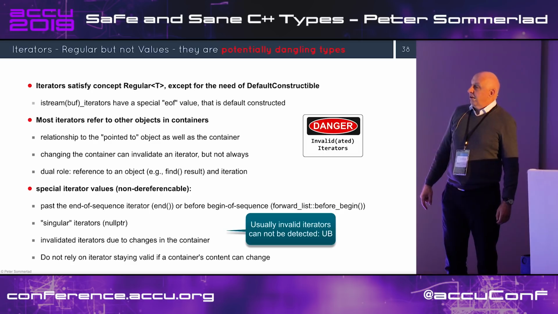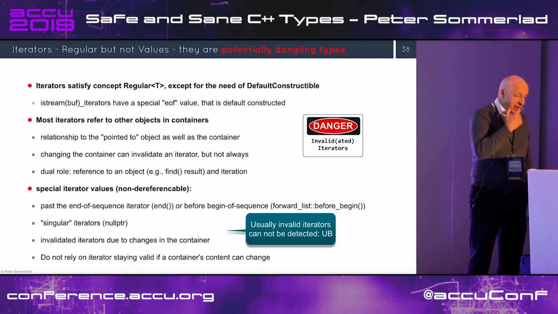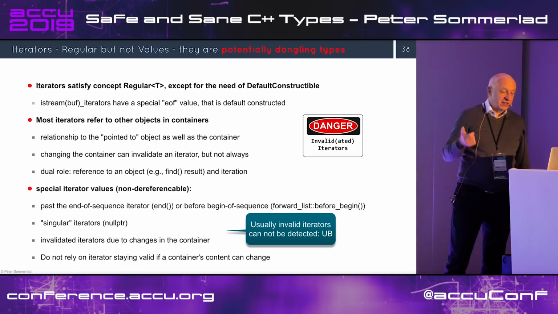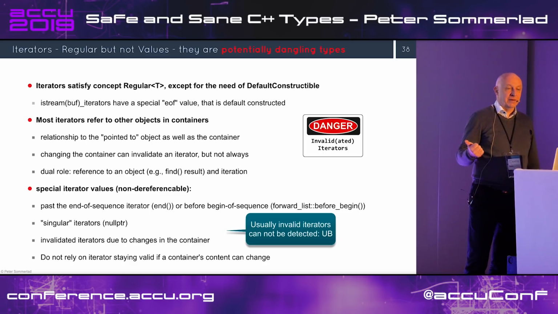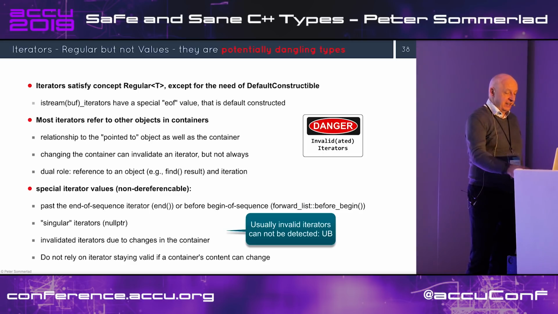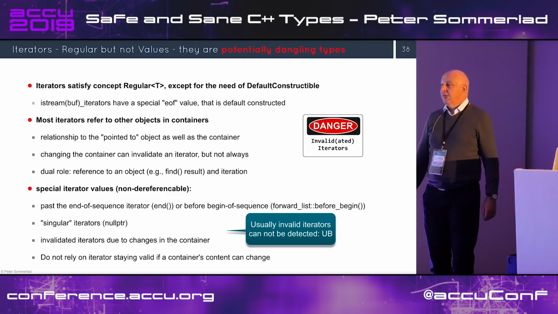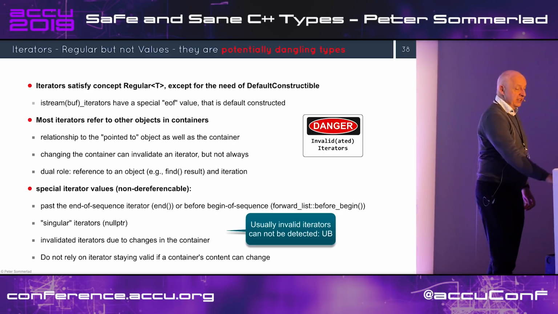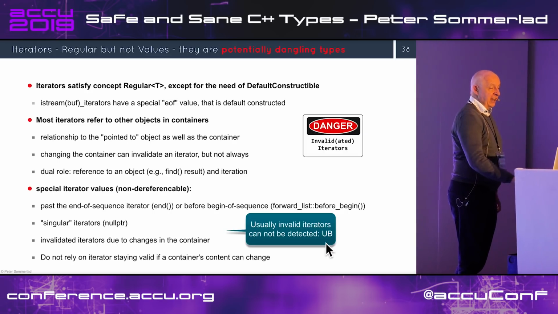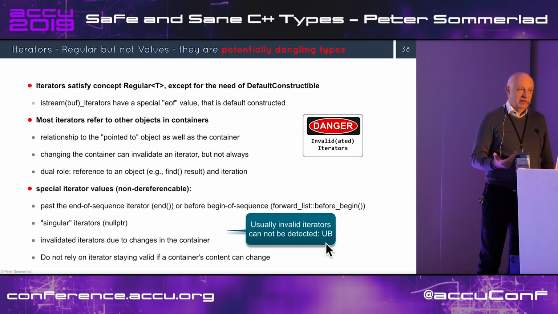I think I said almost all of that already. Again, iterators refer to other objects in containers. We have these non-dereferenceable iterator values. And even though some libraries try hard, invalid iterators are usually not detectable.